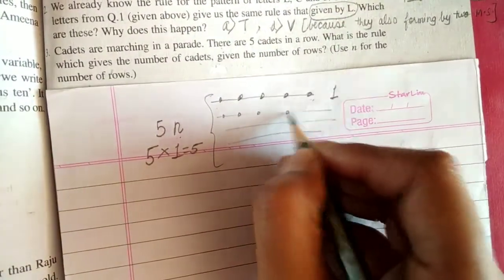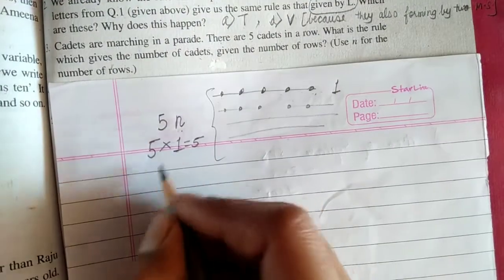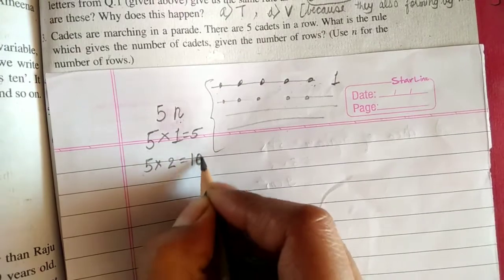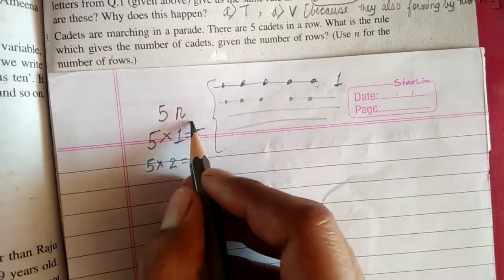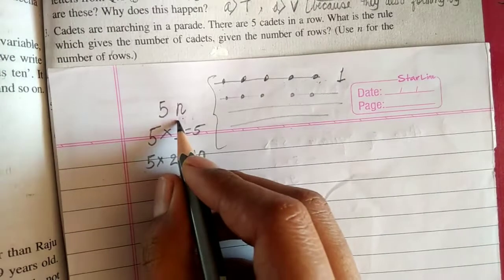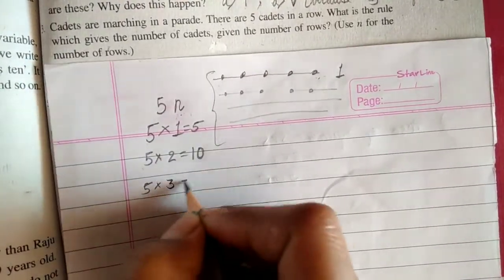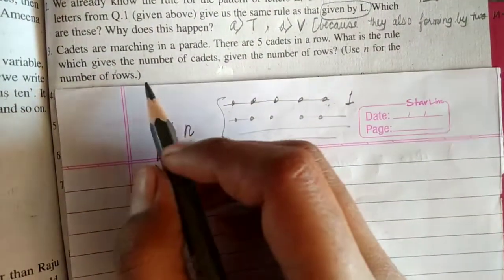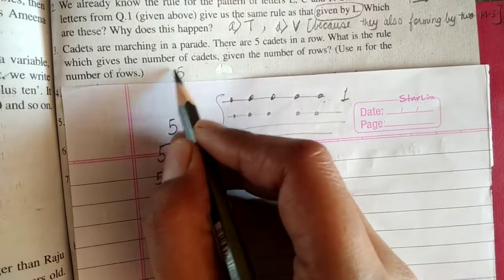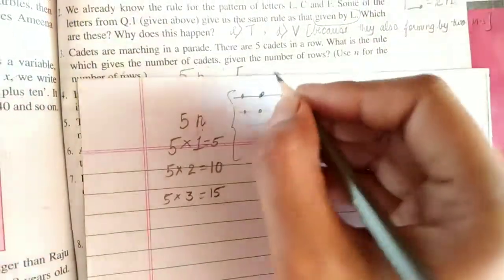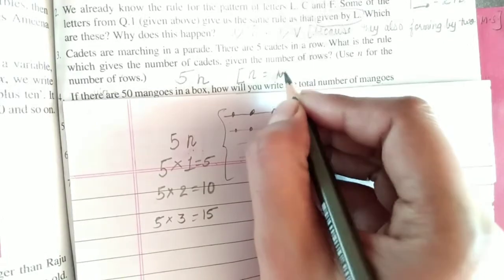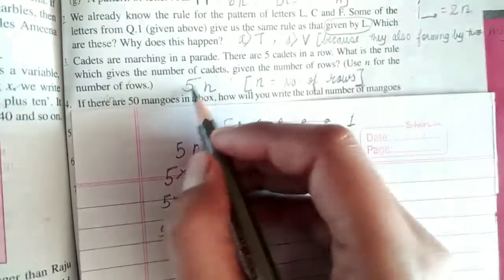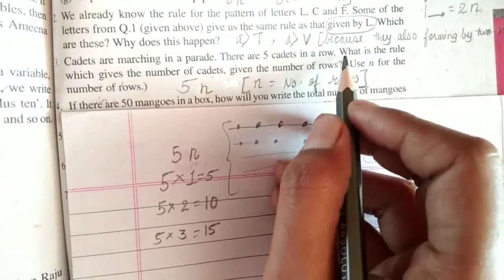Till the second row, how many cadets are there? So in the place of n we will put 2. So in 2 rows 10 cadets are there. If we go to the third row, in the place of n we will put 3. So 5 into 3 is 15. So the rule for this question is 5 into n, where n is the number of rows. Okay, and this 5 is the number of cadets in a row.